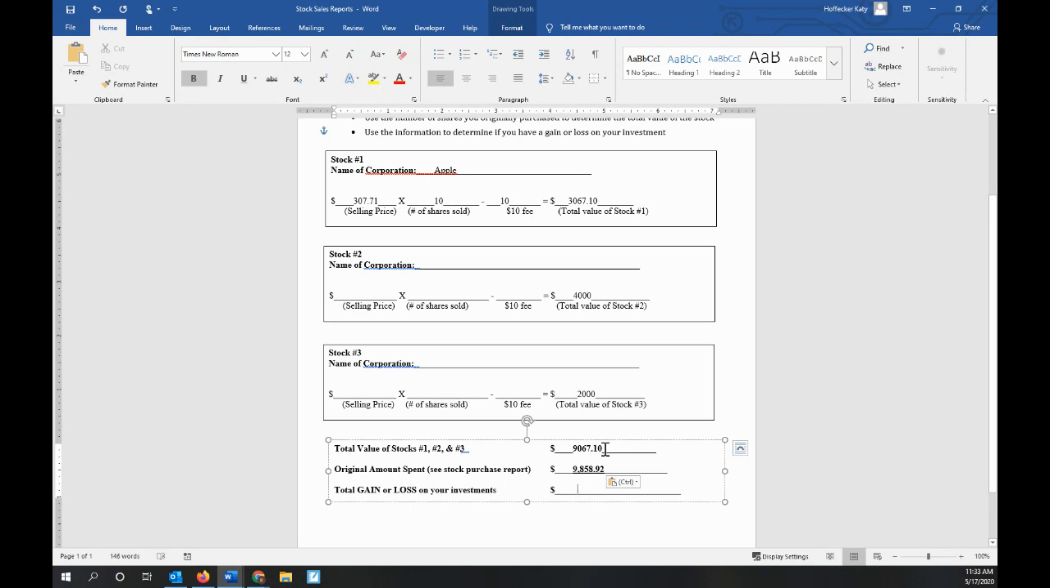And then my gain or loss, I'm going to subtract these 2. So I have $9,067.10 minus $9,858.92. And so I actually have a loss of $791.82. And so that is what I lost from this example that I have.